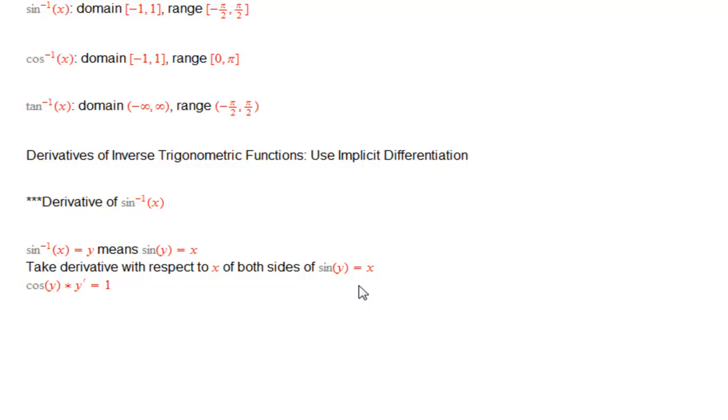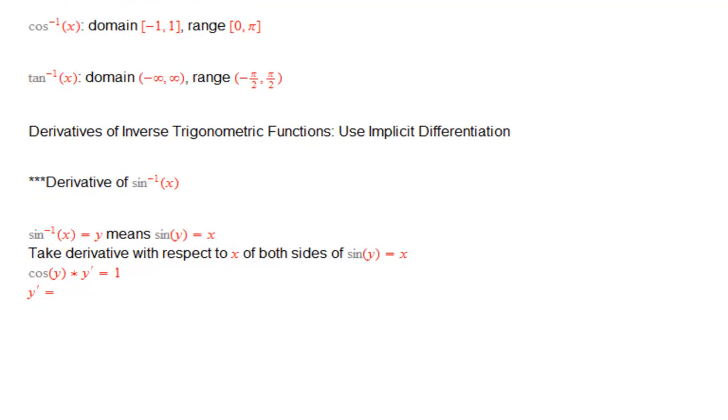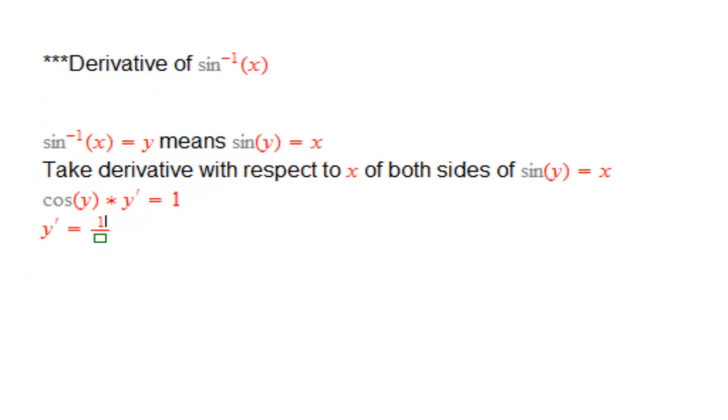Okay, so if y is inverse sine of x, then that means the derivative of y is 1 over cosine of y. So y prime is, let's make a fraction here, 1 over cosine of y.